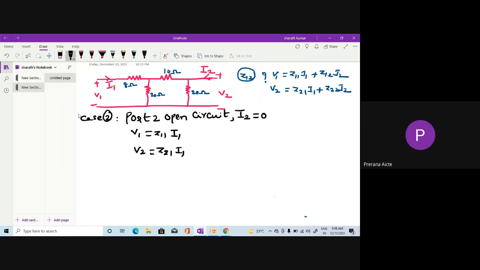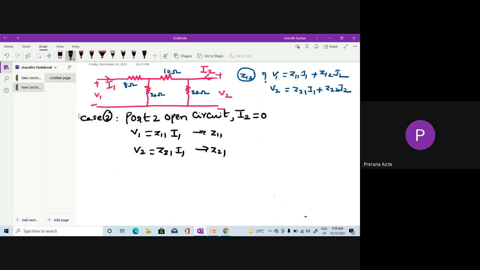So this is one of the easiest methods to solve the Z parameters. From these two equations, you will get Z11 and Z21. Simply you will get these two values, Z11 and Z21, and the Z parameter equations can easily be found, rather than applying mesh or nodal analysis.